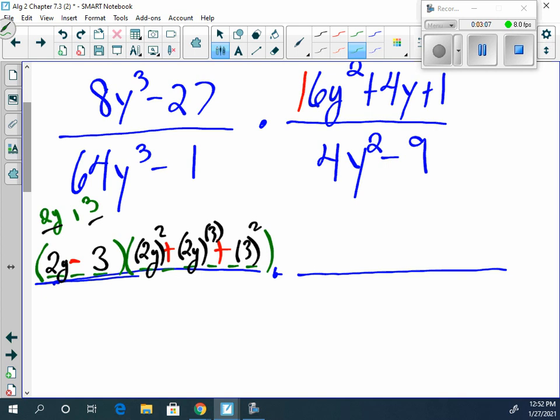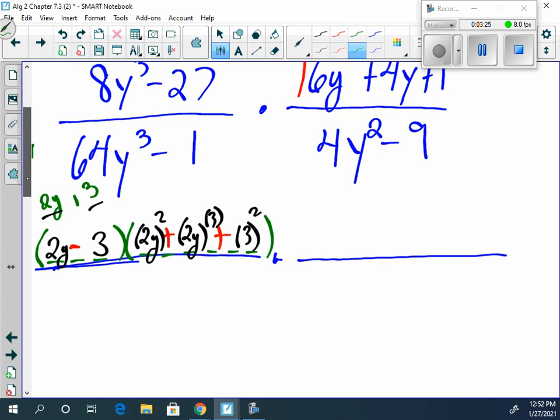Any questions on this first part here? Any questions on any of this here so far? So this is doing our sum and difference of perfect cubes. We've done these a little bit now, not as much as some of the others, but this is how we end up factoring this here. I'm going to scroll down a little bit.